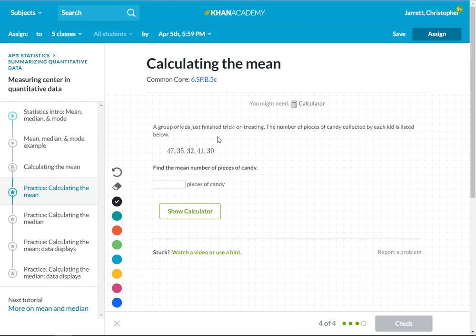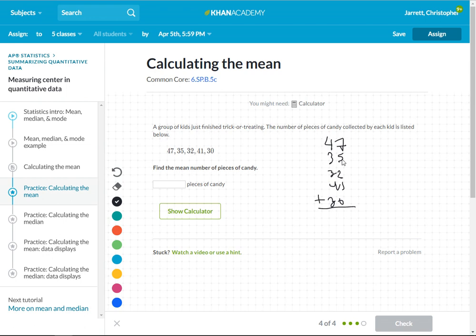Last one. A group of kids just finished trick-or-treating. The number of pieces of candy collected by each kid is listed below. What is the mean? 47, 35, 32, 41, and 30. To find the average, you have to add them all up.